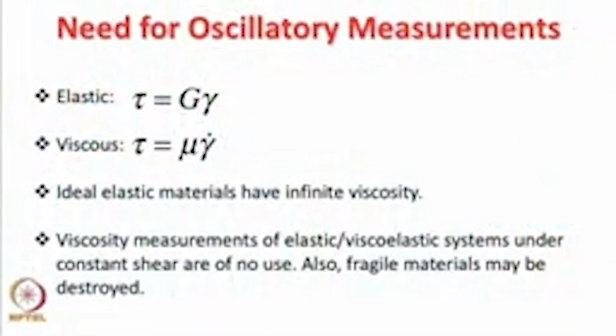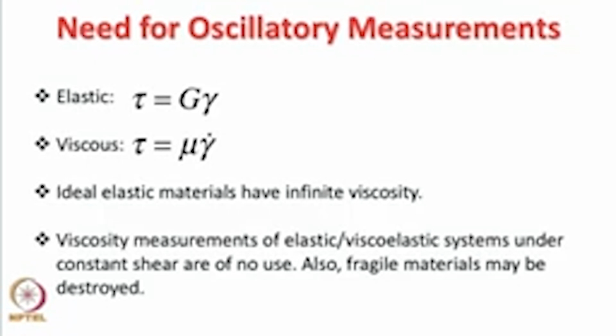Just to re-emphasize, for tracking elastic behavior, we have the expression tau is equal to G gamma, where gamma is the shear strain, tau is the shear stress, and G is the shear modulus of elasticity. For a liquid, you have Newton's law of viscosity, which says that tau is equal to mu gamma dot. So, the dependence is not on the shear but on the shear rate, and mu is the coefficient of viscosity.